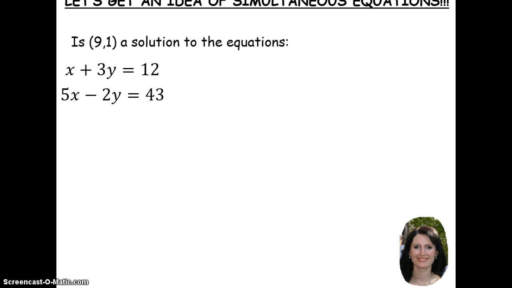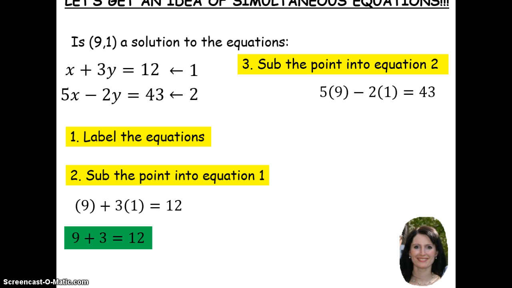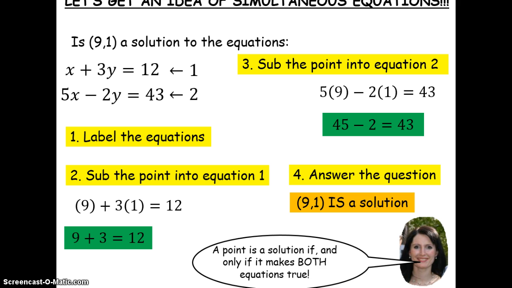Let's see if 9, 1 is a solution for these two equations. Label them. Sub the point into equation 1. 9 plus 3 times 1 equals 12. 9 plus 3 equals 12. Yes, that point does lie on that line. Let's sub them into equation 2. 5 times 9 minus 2 times 1 equals 43. 45 minus 2 equals 43. That's correct. That point also lies on that line. So therefore, 9, 1 is a solution. This is where those two lines cross one another.